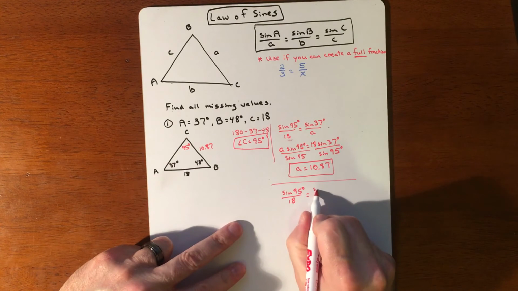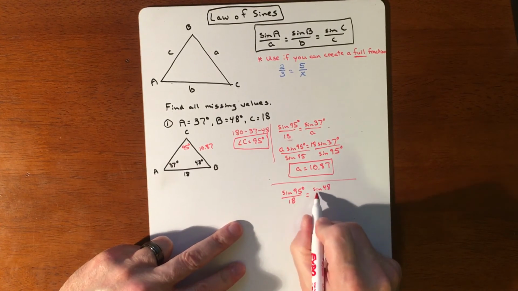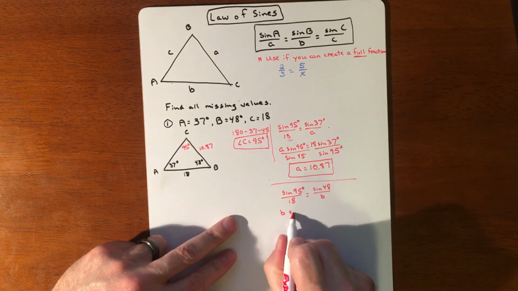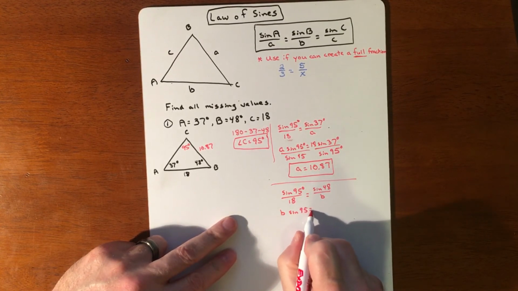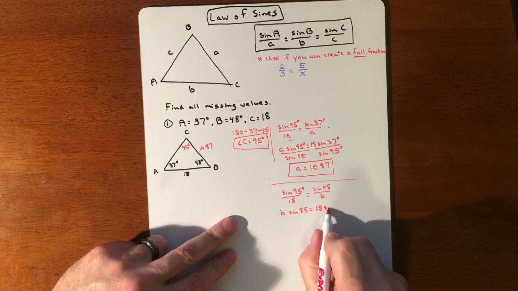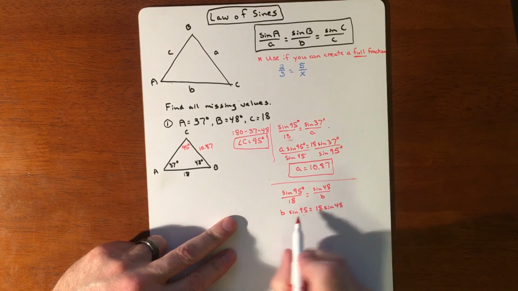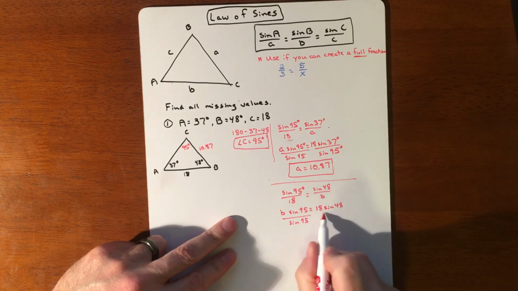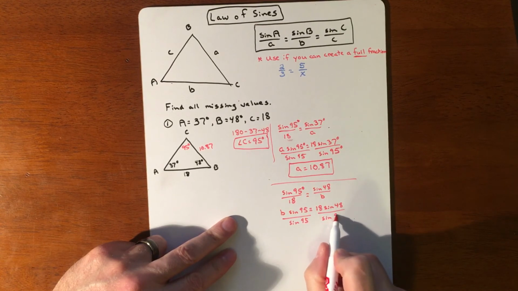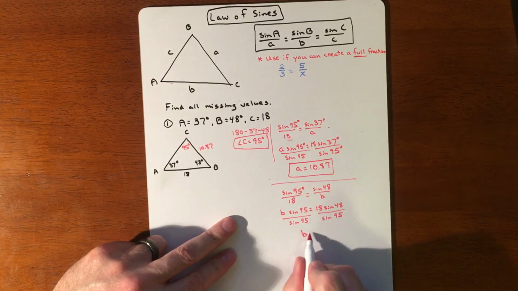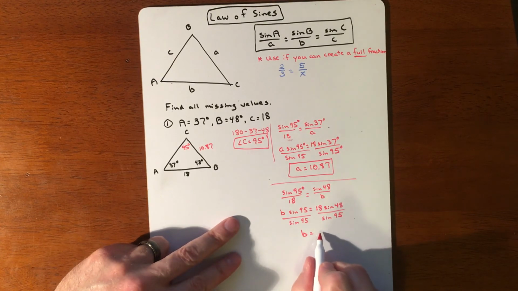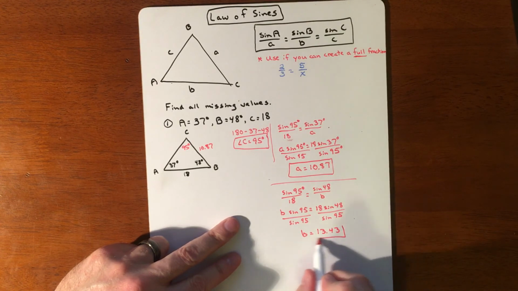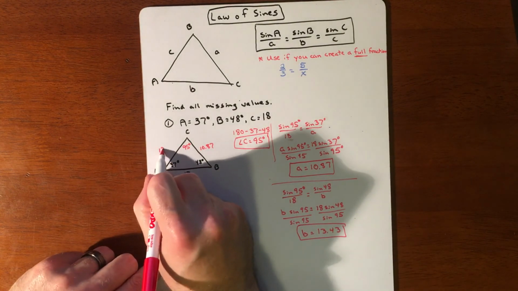So we're looking for side B. We're going to do sine 48 over side B, and then cross multiply again. B times sine of 95 equals 18 times sine of 48. Then we're going to get B by itself, so we'll divide by sine of 95 again. We put that in the calculator, and it gives us 13.43. So let me throw that in the picture.